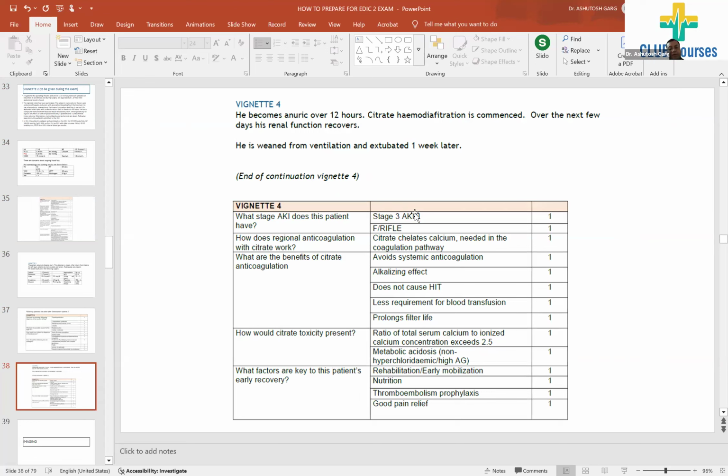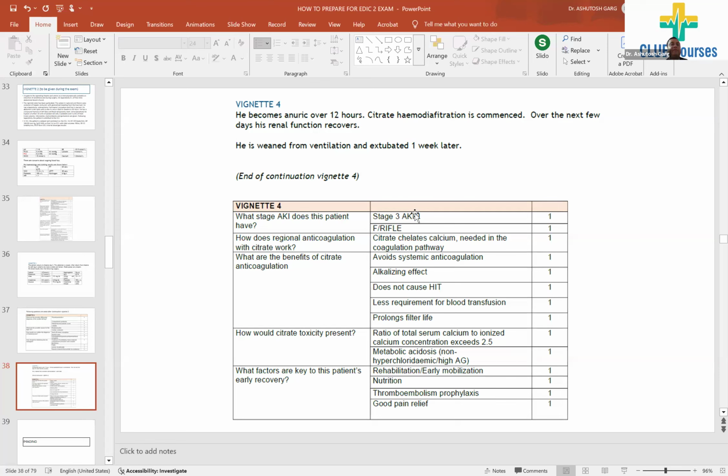So in one case, there are 3 or 4 vignettes, and each vignette will have some different type of problem. Suppose the patient requires ECMO, or the patient requires CRRT, or the patient requires some intervention like bilateral ICD, or some pacemaker or something like that.